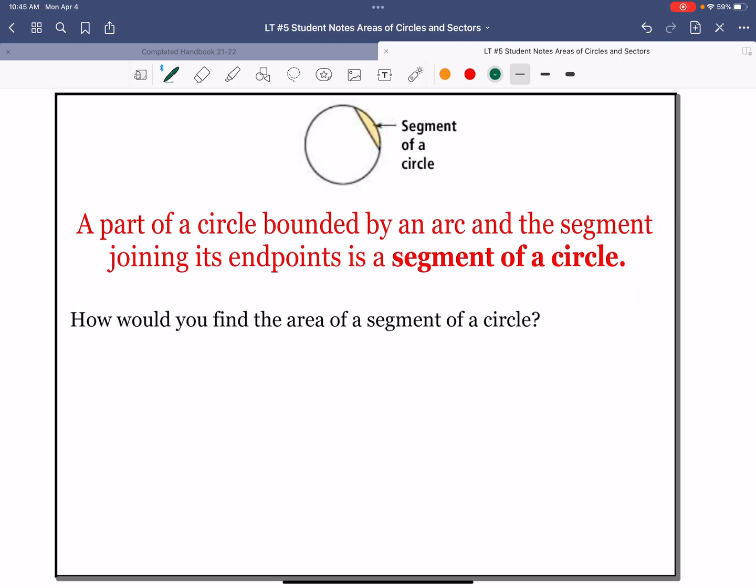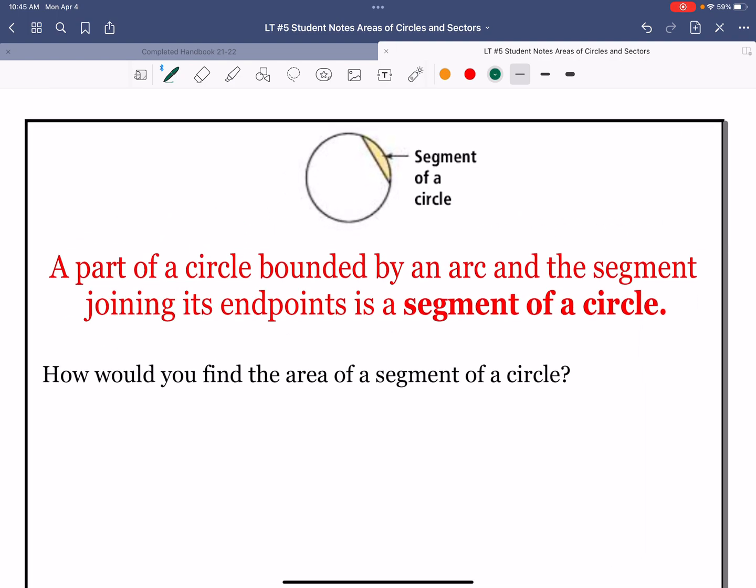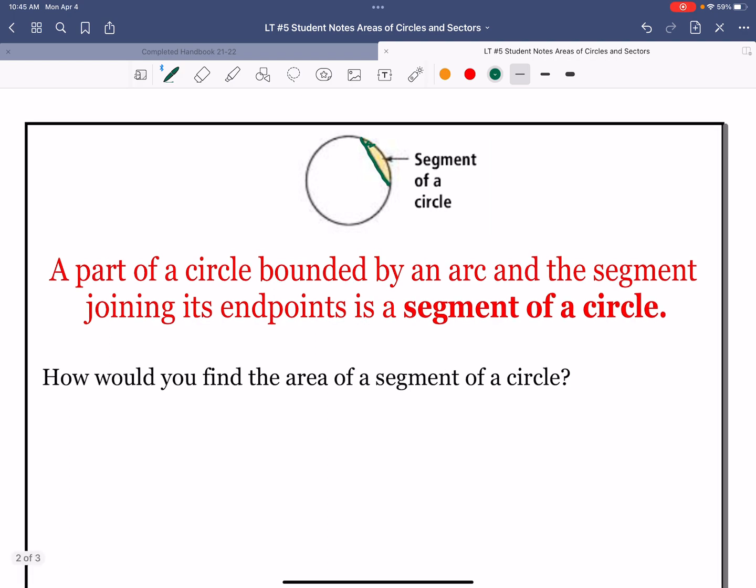Now back to circles. This part right here where you have a chord and it cuts it so that we've got this little shaded region here. This is kind of like the crust of the pizza. That is called a segment, which I think is a very strange term for it, but it's called a segment of a circle. How do you think you would find the area of this guy?